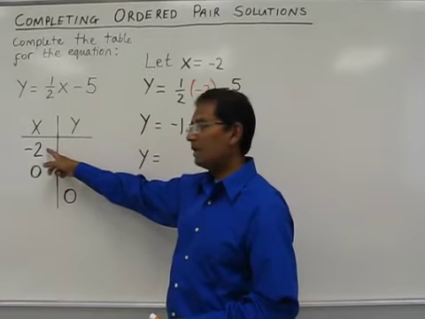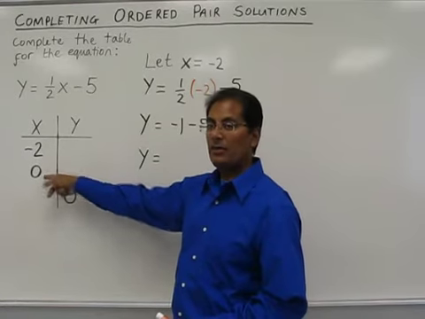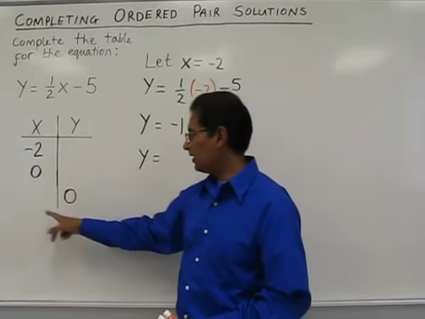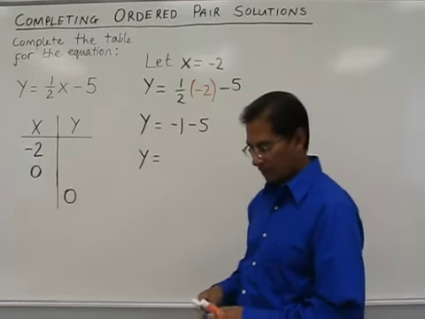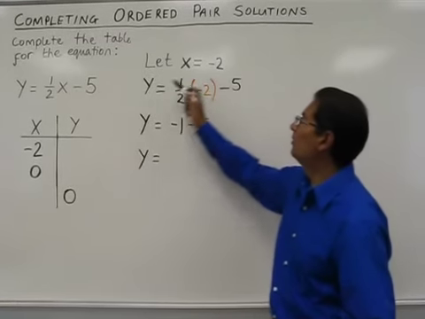The table has some x values given, -2, 0, those are x values. We need to find the y values, and then it gives a y value of 0, we need to find the x value. So let's start with the first value of x, let x equal -2.